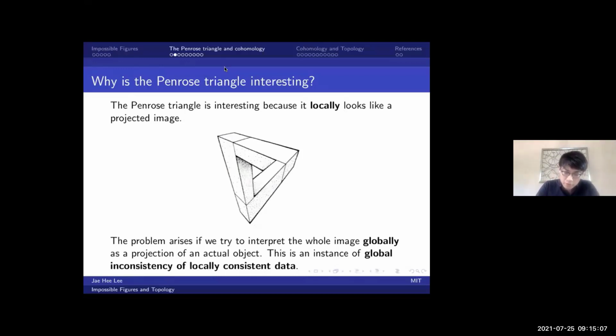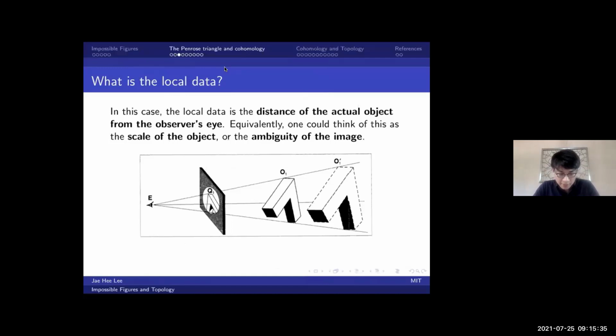So let me try to elaborate a little bit more precisely about what I mean by this global inconsistency of locally consistent data. And I'm trying to define for you what cohomology is in this direction. So first, I'll try to explain in more precise terms what this locally consistent data would mean in this context. Okay, so what's our local data? So again, the figure that you're looking at on this 2-dimensional screen is going to be a projected image of some 3-dimensional object, right? So that's our basic idea.